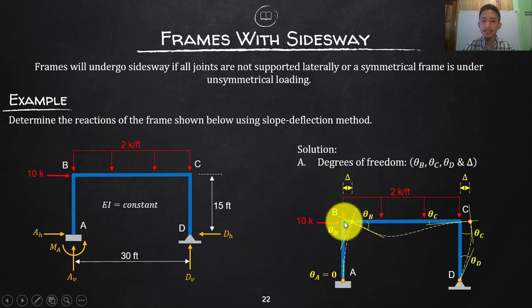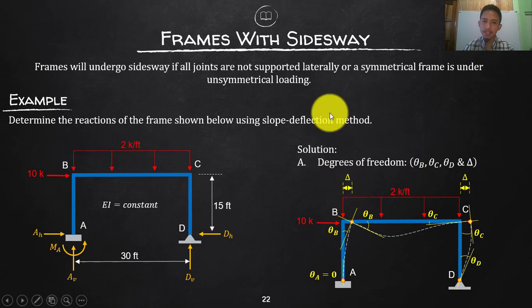At joint B, in the first place, that will rotate, so you will have your theta B. Later on, I will explain that theta. At joint C, that will rotate, so you will have your theta C. A while ago, in our frames without sidesway, I made joint D fixed, so there was no theta D. But in this one, it is already pinned, so there is a rotation at joint D. So three rotations: theta B, theta C, theta D.